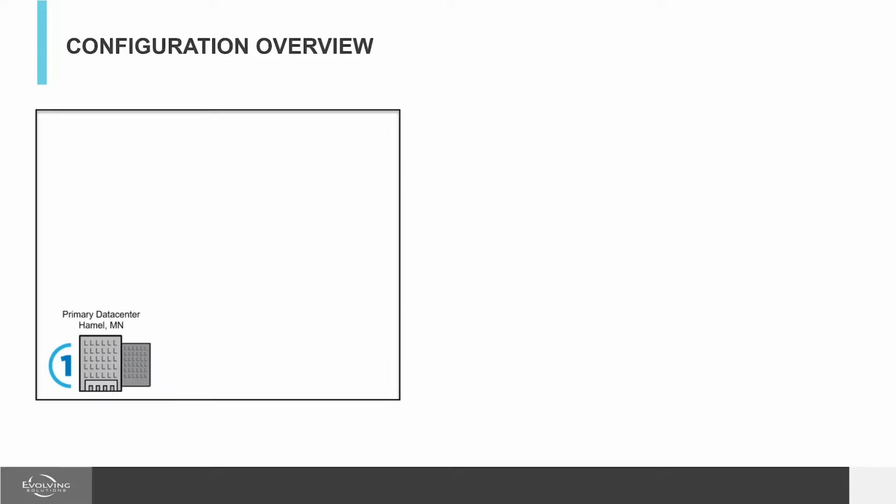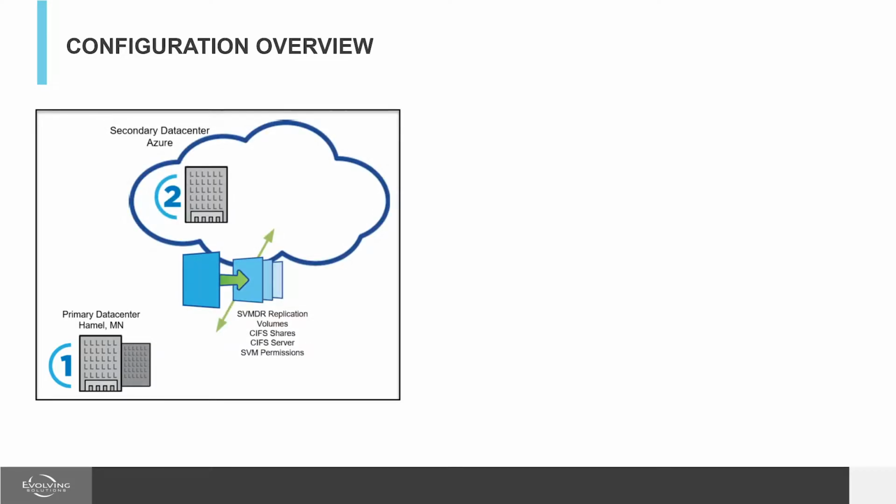A brief overview of the configuration in place here. Our primary data center in this instance is going to be an Ontap instance running in our Hamel data center. A secondary data center here is out in Azure in US Central. We're using the SVM DR replication. It's going to connect up the volumes, the CIFS shares, the CIFS server, the SVM permissions, the whole container of the SVM as we need it to be in Azure when we do the DR.